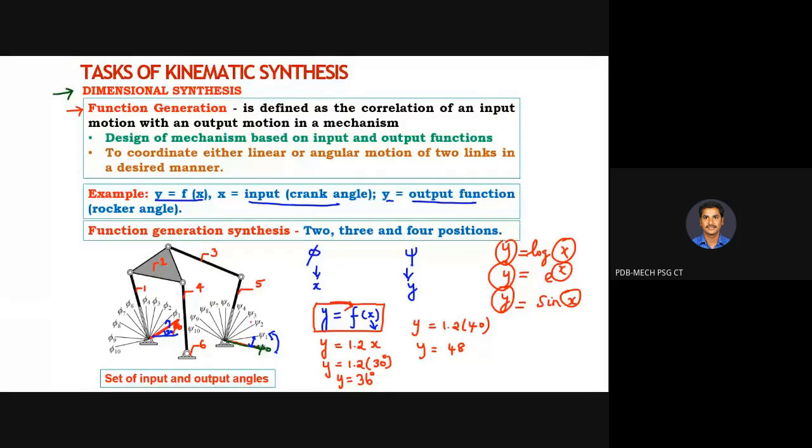Only 4 positions. As far as the examination pattern is concerned, we are going to focus on 3 to 4 positions alone, because finding out the entire movement of the crank and the corresponding rocker or output link location is a tedious task. So we are going to limit ourselves to up to 4 positions.